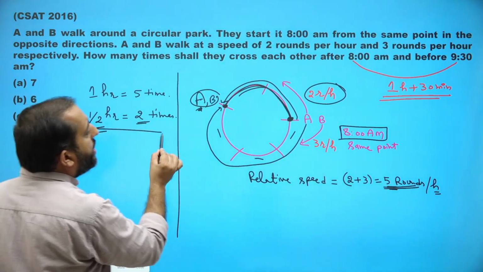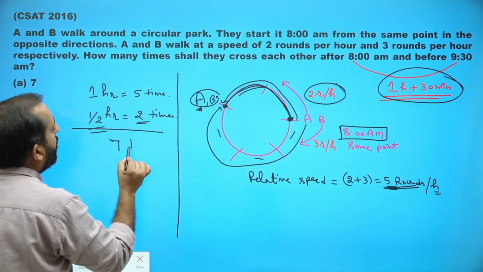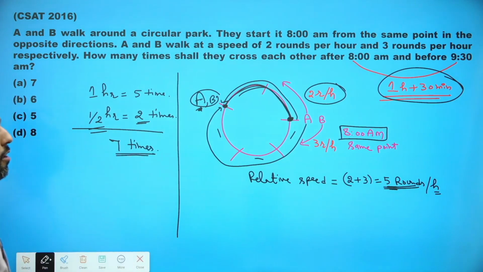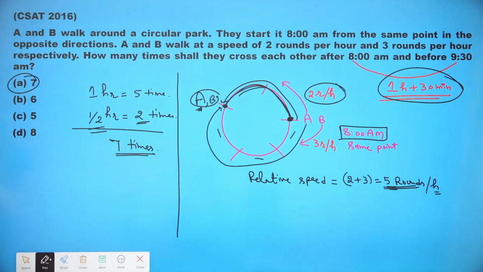So in 1.5 hours, the number of times they are going to meet is 7 times. Okay, this is one way of solving it. The other way, let me show you. So the answer of this question is 7.